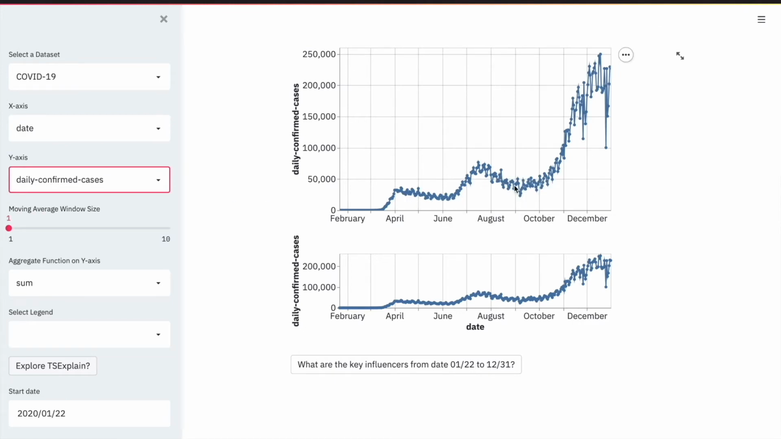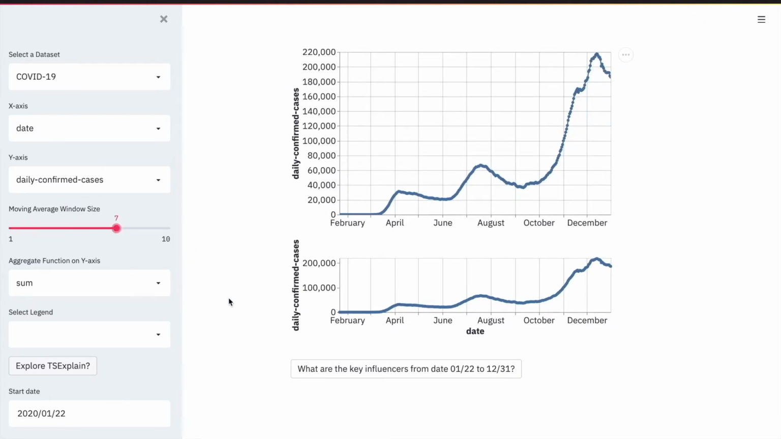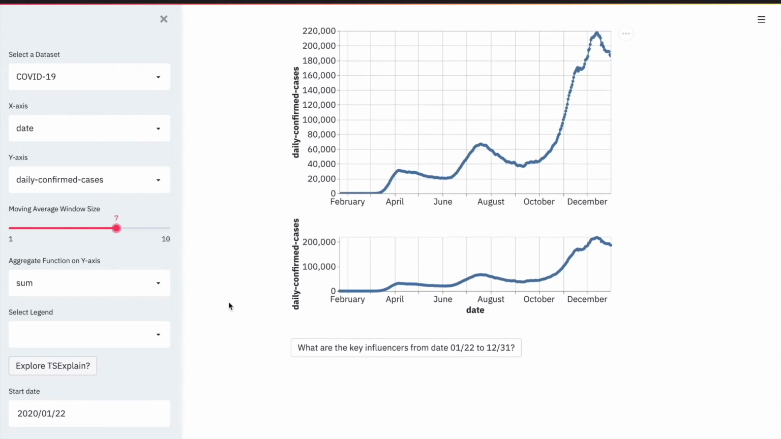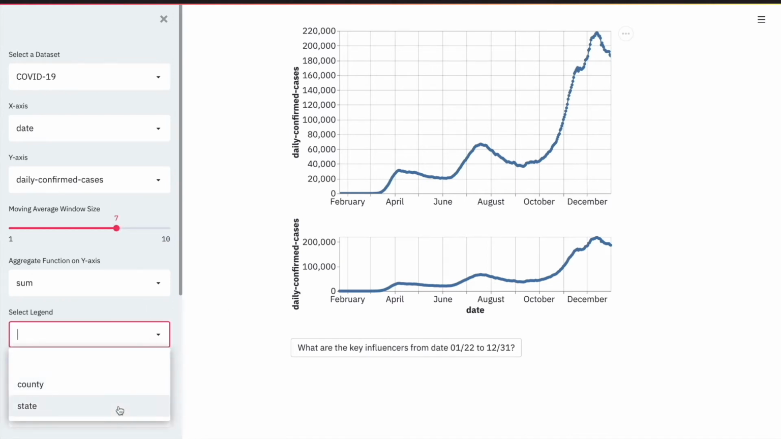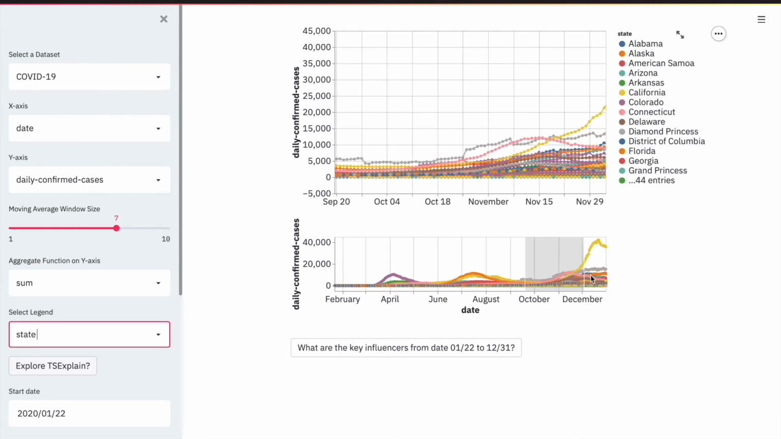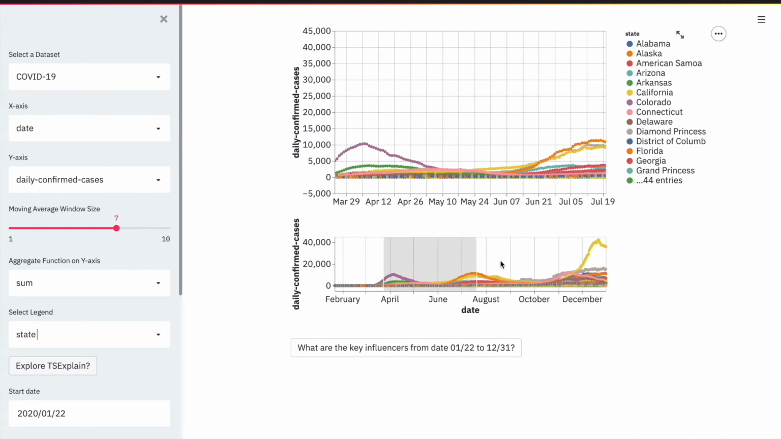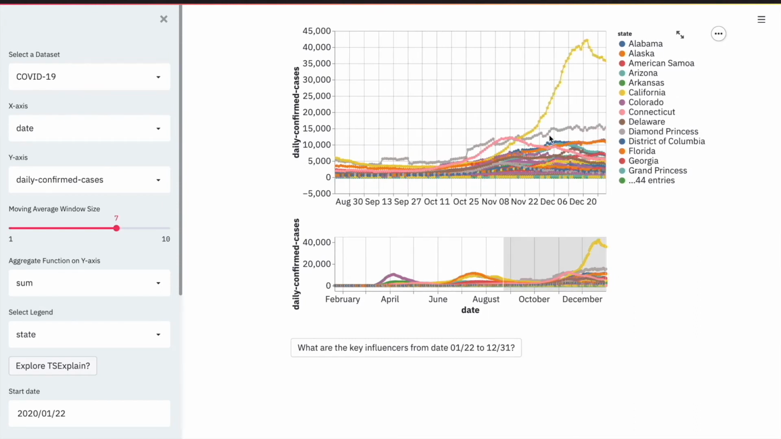As we can see, the time series is very fuzzy, and we can choose to smooth the data using, let's say, 7-day average. After looking at the trend, users may wonder why the daily confirmed number is going ups and downs. They try to drill down to state level by adding state as the legend and brush over the overview chart to zoom in on details. However, it is overwhelming to look at this chart with all the states, and it's hard to interpret what are the top states that contribute most to the overall trend's change.